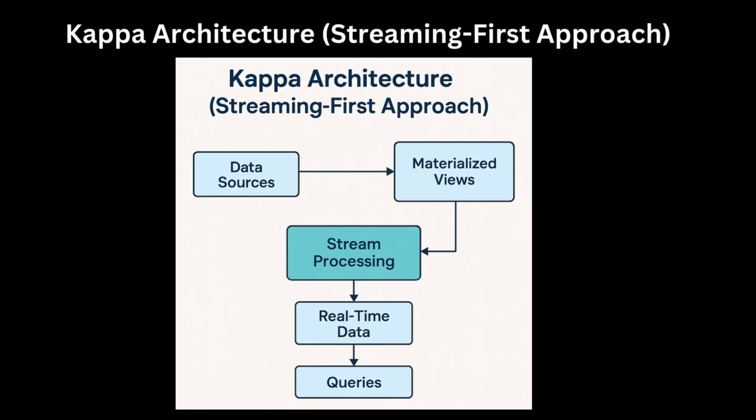Now let's see how Kappa architecture works. 1. Data ingestion. All incoming data is written to an event log, Kafka. 2. Stream processing. A single stream processing job consumes and transforms data in real time. 3. Output to serving layer. Results are stored in a queryable database, example, Druid, Lakehouse. 4. Reprocessing, when needed. If logic changes, the system replays past events from the log.